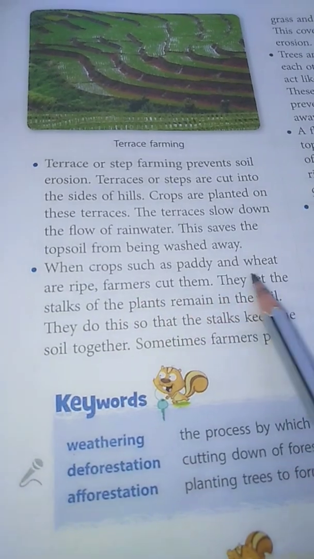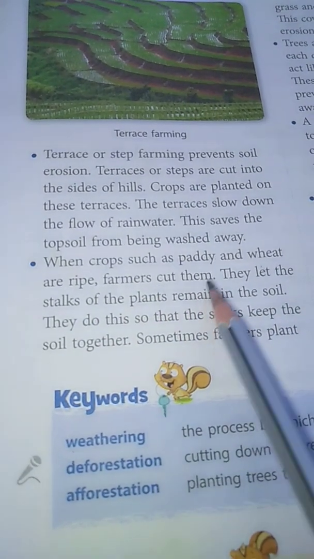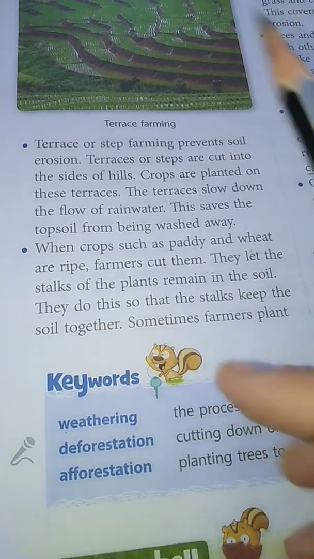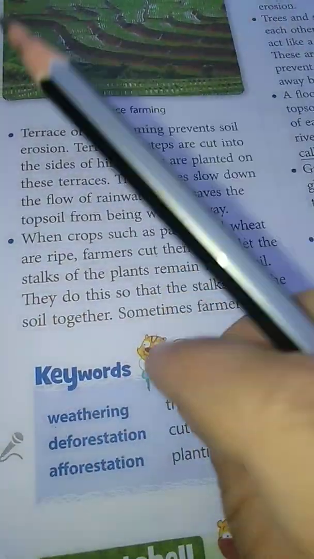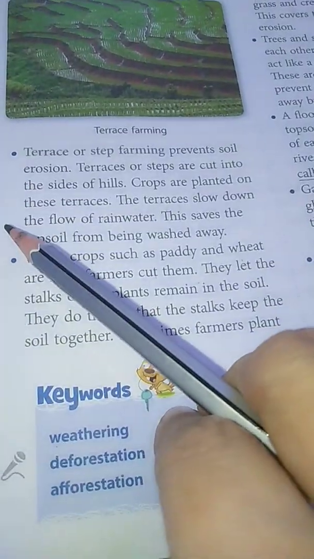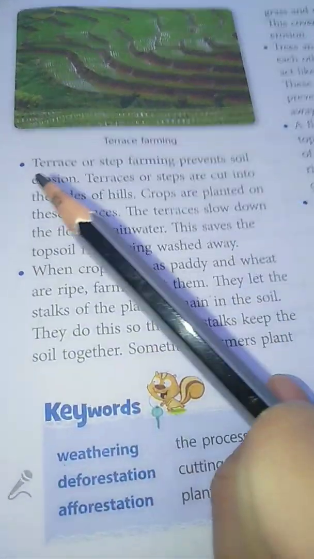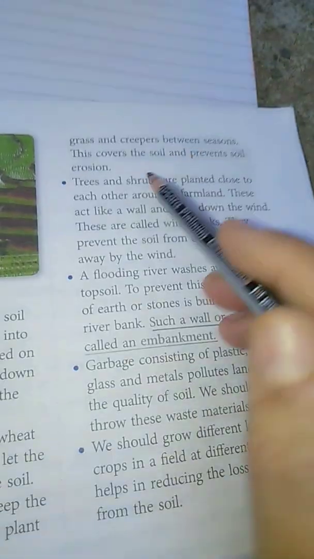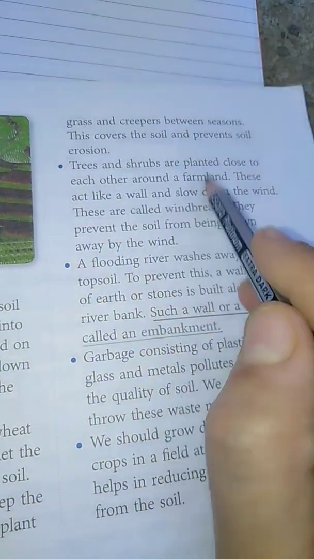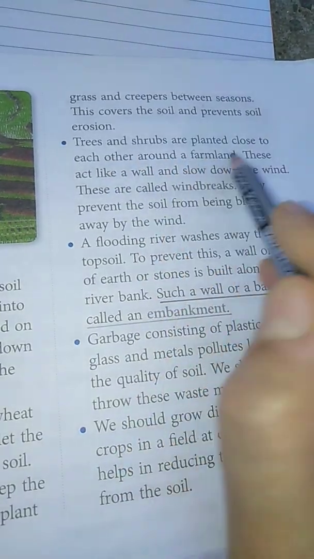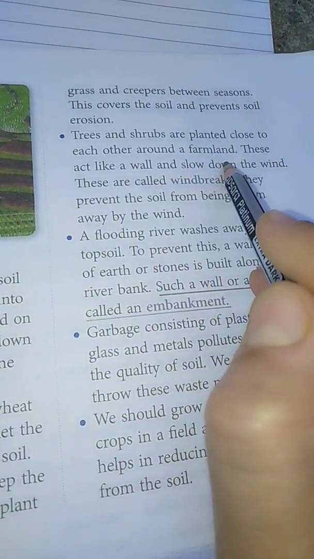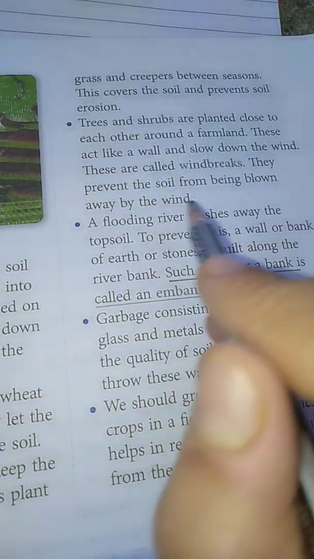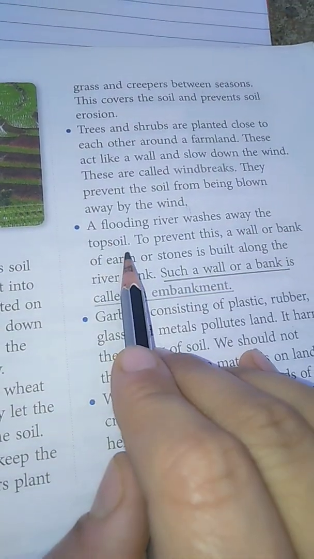Okay, when crops such as paddy and wheat are ripe and farmers cut them, they let the stalks of the plants, that is, the bottom part of the plant, remain in the soil, because it has roots also inside, and that root will hold the soil together and it will not cause soil erosion. And trees and shrubs are planted close to each other around a farmland. Around a farmland, big trees and shrubs are grown together so that the soil does not get washed away.